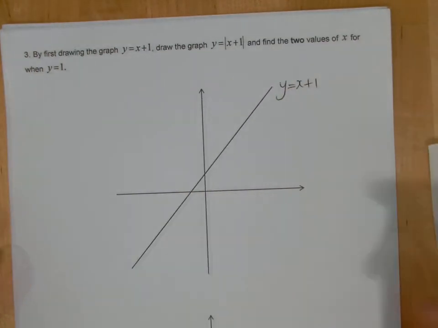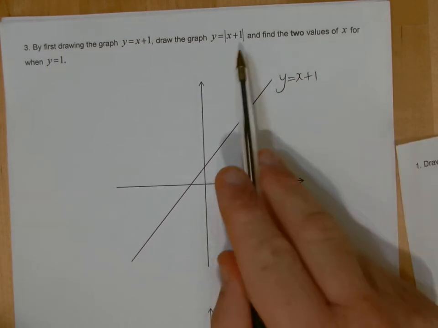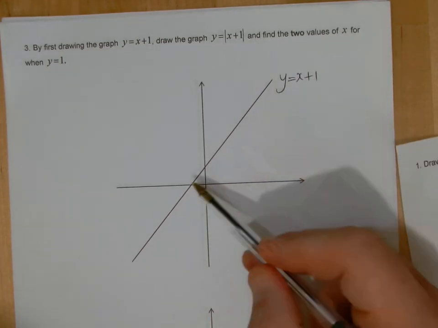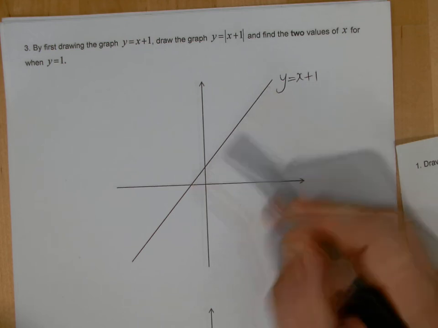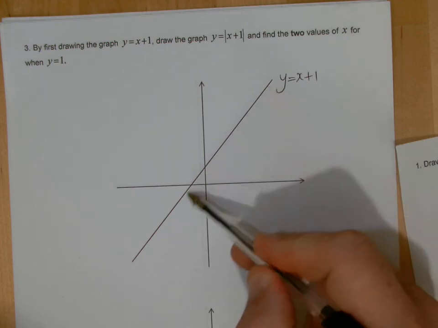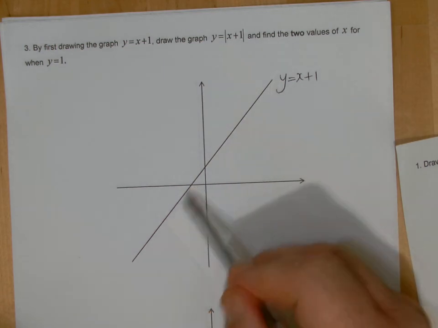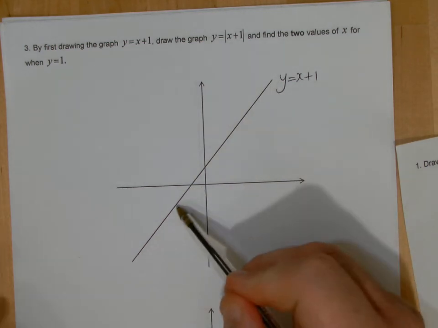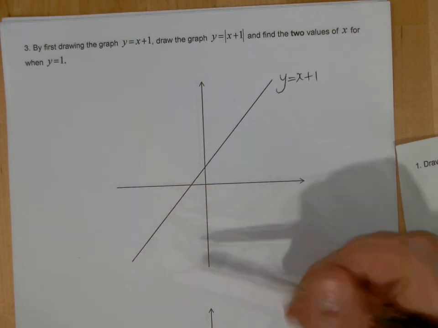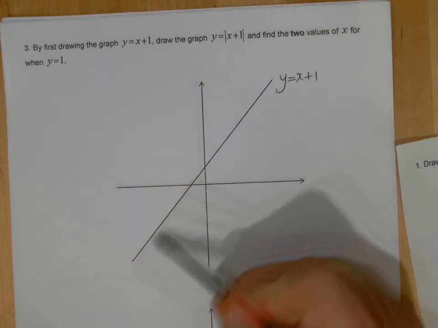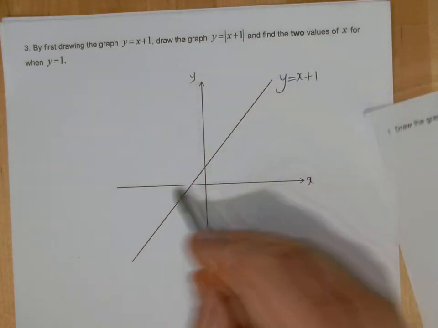Now, if you're going to draw the modulus of x plus 1, this bit is positive, isn't it? So that bit will stay there. But the negative bit, when you put the modulus around it, makes it positive. So say for instance minus 10 down here, it'll become positive 10. So this bit here will reflect in the x-axis. It'll flip in that x-axis.